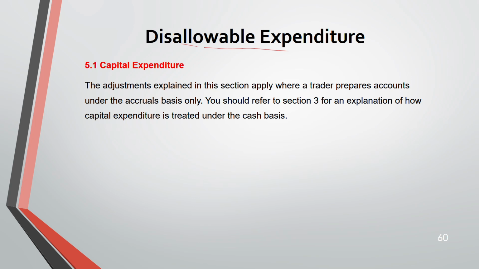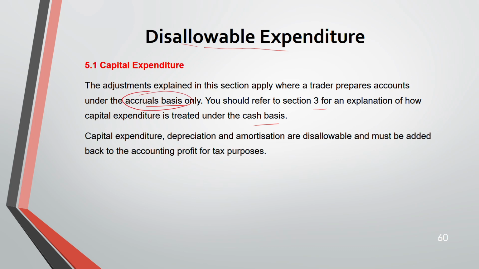So the adjustments explained in this section are only for accrual basis. When your trade is prepared on accrual basis, this adjustment applies. You should refer to section 3 for an explanation of expenditures treated under cash basis. If it's a capital expenditure, there is no difference between revenue or capital if you are using cash basis. The moment you have incurred an expenditure, whether it is capital or revenue, you deduct it from the trading income. The difference only comes in accrual basis. So all these adjustments from section 5 onwards apply only to accrual basis, not cash basis.